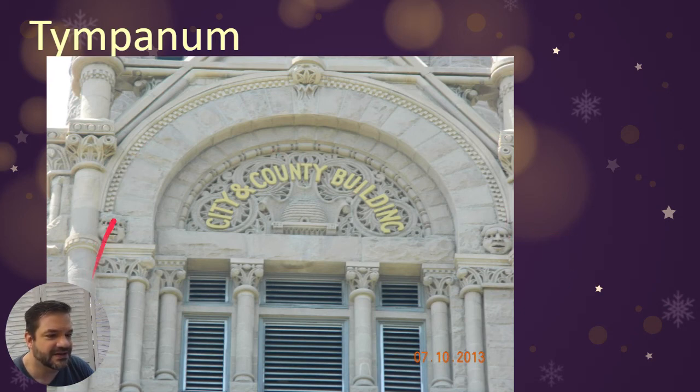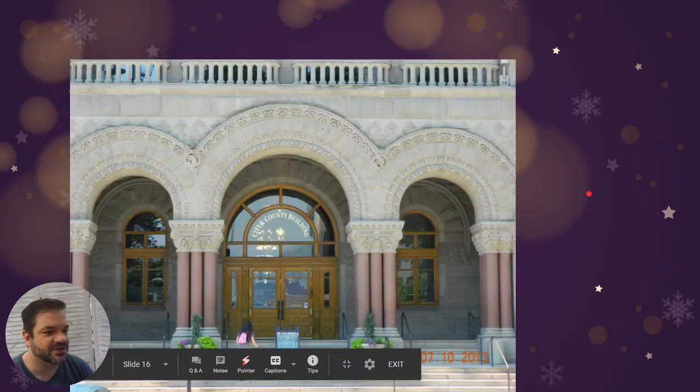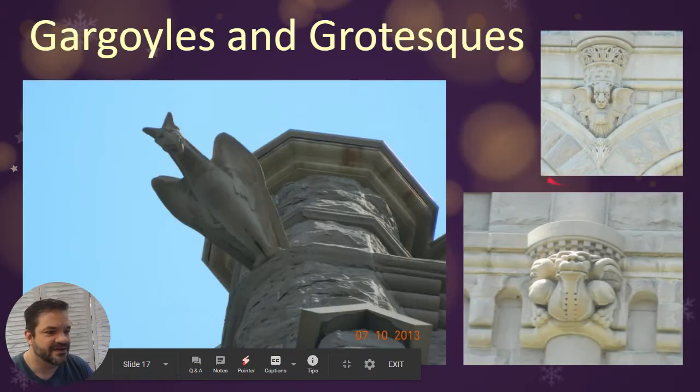Okay, but again, look at that roundy round. So good, so Romanesque.